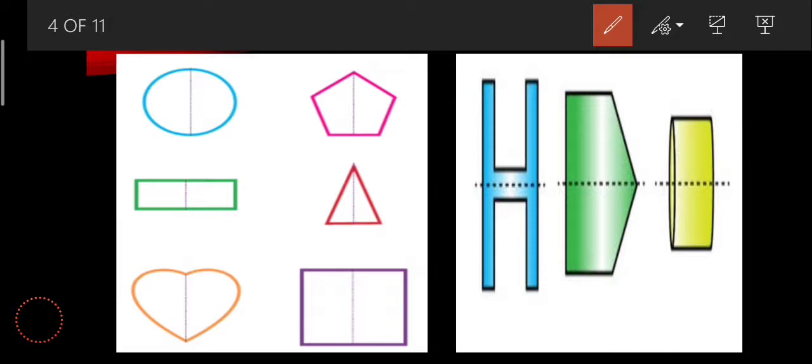How do the diagonal lines come? That happens when they are crossed, like this, in a cross position. Then we can say that some figures have more than two lines of symmetry, right? That we are going to learn later in this video.